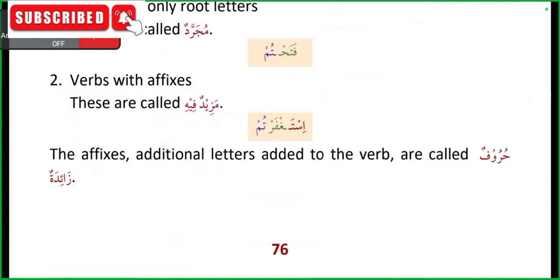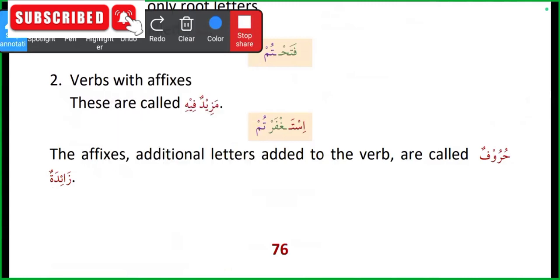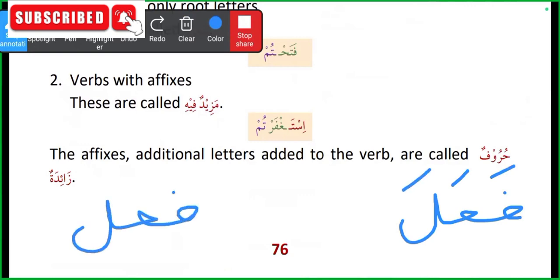Huruf za'idah. Let us give an example here to make things easy. For example, we have fa, ain, lam with fa'ala. You know this fa'ala very well. If we change it to af'ala, then it is in bab if'al, and the hamza, which is the hamzatul qata, is the huruf za'idah.